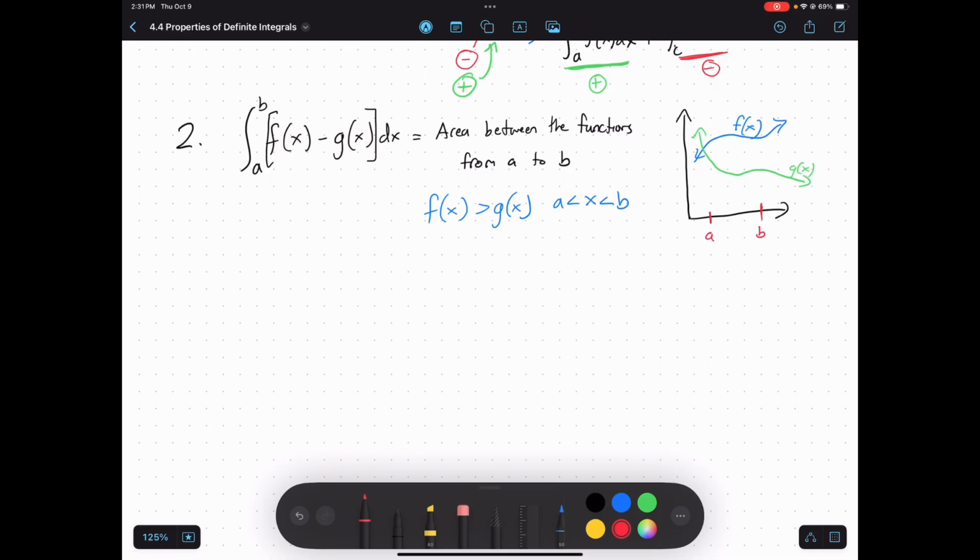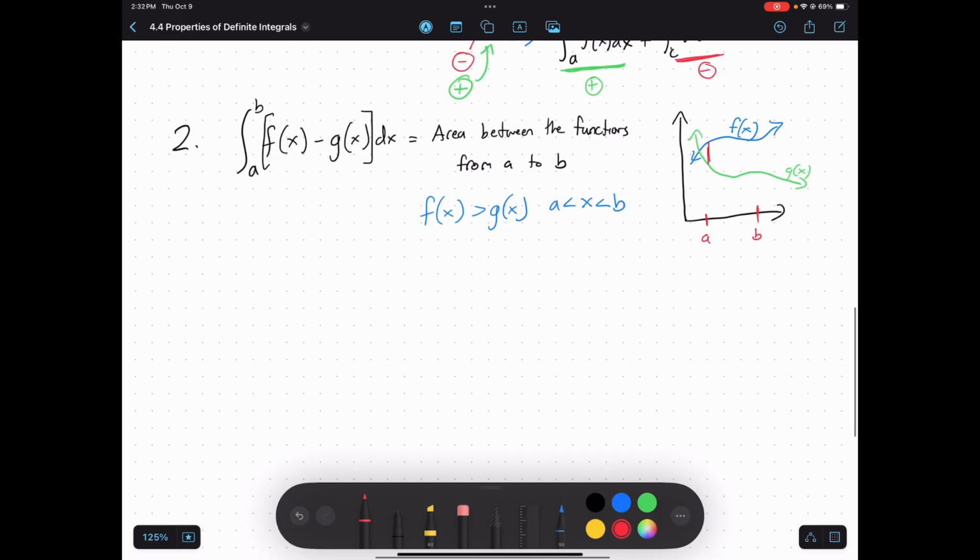So if I have two functions, one is above the other one, and I take the definite integral between a and b, what this will give me is the area between these two functions. And that's all this property really says. So you'll get a few examples on this in the homework for you to try out.